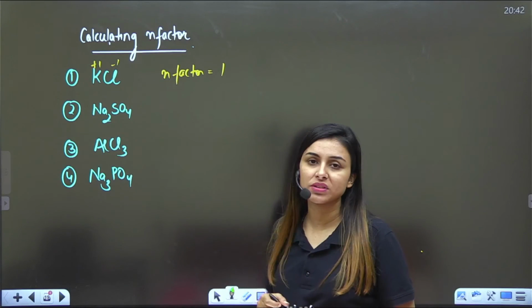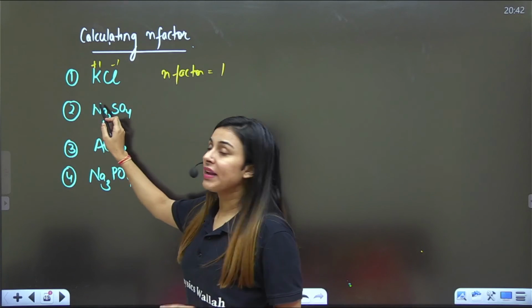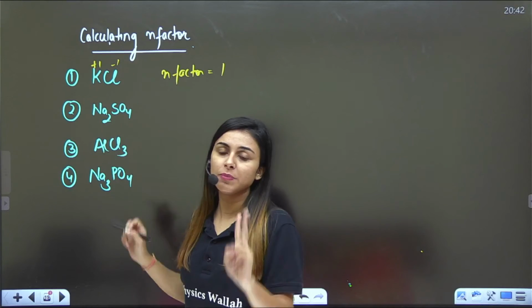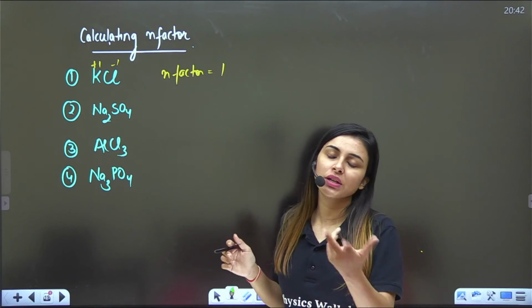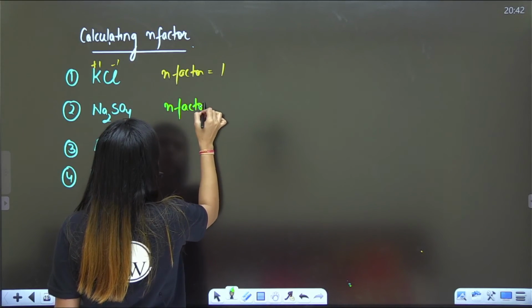So see, for Na2SO4, you have total positive charge as 1 Na plus has +1 charge. There are 2 Na, so you will have +1 into 2, total +2 charge. If you talk about total negative charge, you have SO4, 2 negative, so total charge is 2 negative. So the n factor is 2.